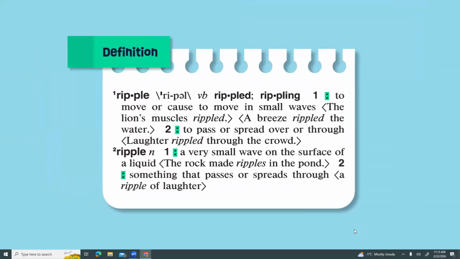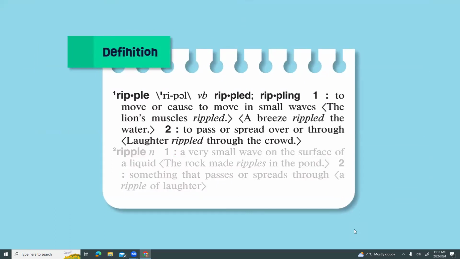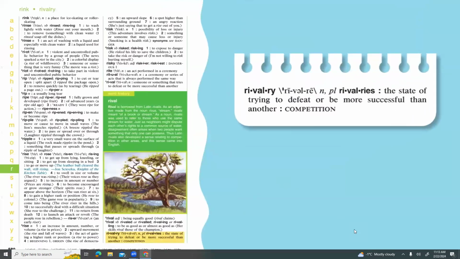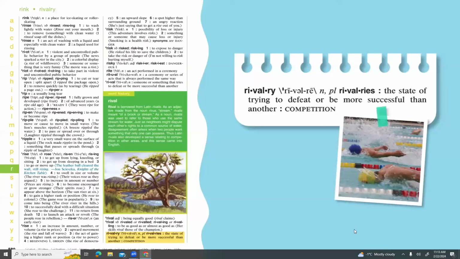Now let's look at the definition. It follows a bold colon and tells you what the word means. The verb ripple has 2 meanings. Down at the bottom of this page, the definition for the word rivalry is followed by the word COMPETITION in capital letters. The capital letters tell you that competition and rivalry are synonyms. The 2 words mean the same thing.